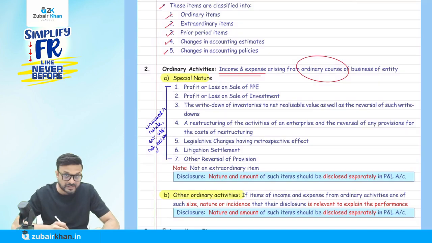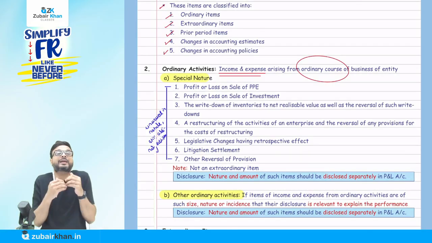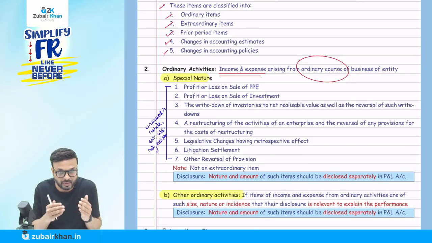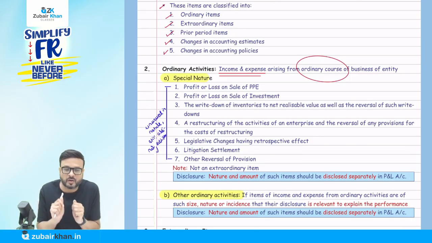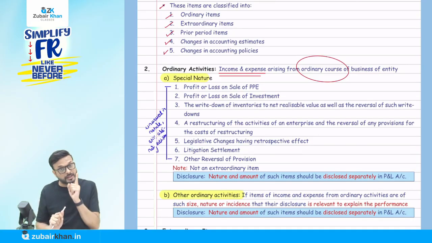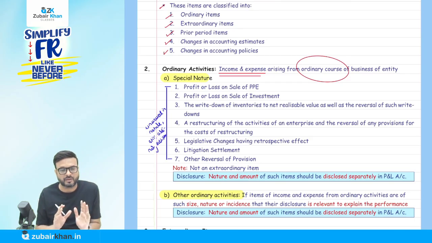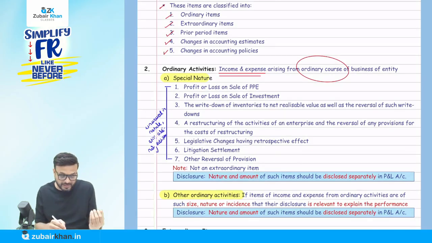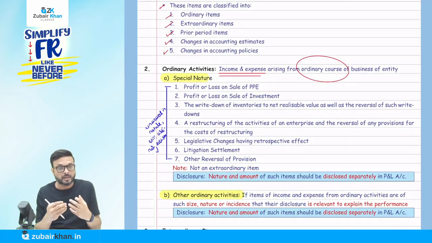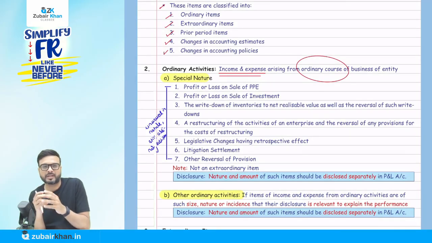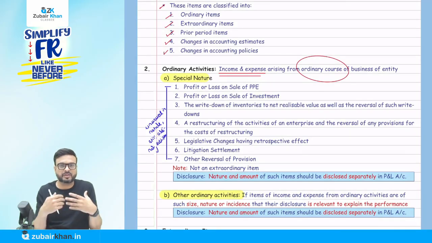Okay, so all these 7 items may look like they are not ordinary activity. When I read them, you may think, no sir, it is not ordinary activity. But I say it is ordinary activity. Here it is written unusual in nature, still it is an ordinary activity. It may look like these items are not happening regularly, but still it is called ordinary activity because it is from the business only.